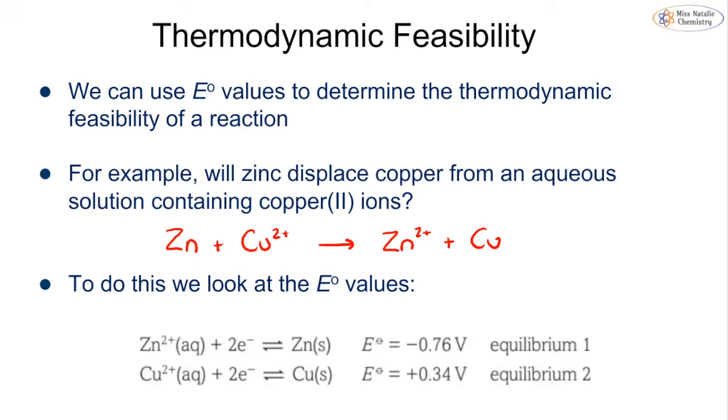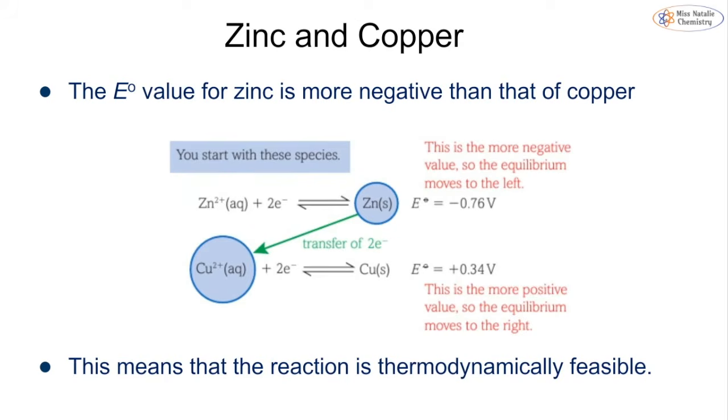So in order to do this, we look at the E0 values. So we pick out our two equations from the data book. And we write the two equations one under the other. And when we look at it, what we do is we start by circling the species that we start with in our reaction. So we said that our reaction was going to be the zinc plus the copper-2 going to zinc 2 plus and the copper. So we circle the zinc metal and we circle the copper-2.